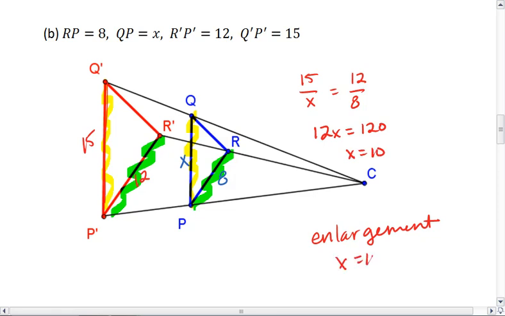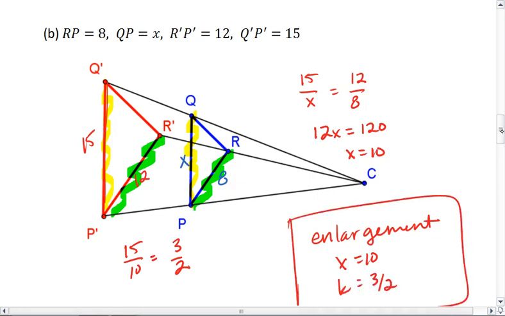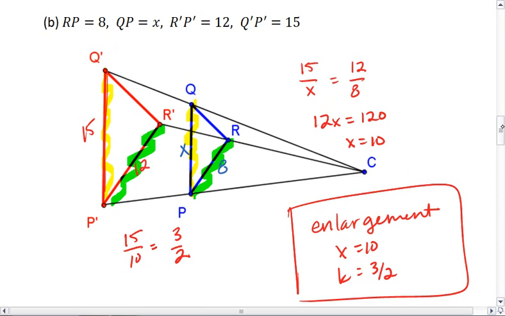So it's an enlargement where X equals 10, and that means our ratio is 15 over 10, because we always put the number that belongs to our new figure, our image, over the original, or 3/2. So K equals 3/2. And there we have it. It's an enlargement. Our scale factor is 3/2, and X equals 10.